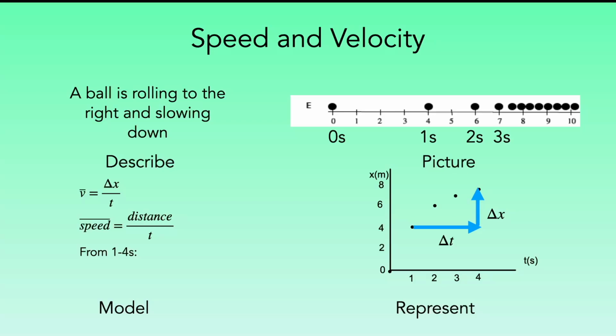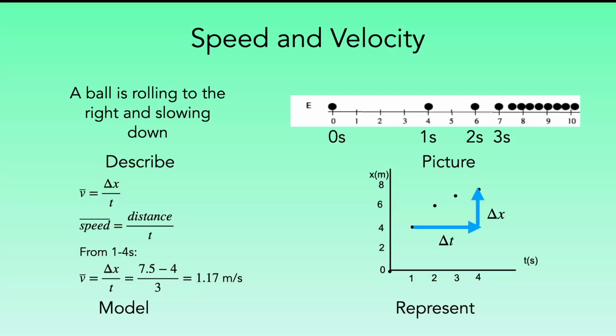So my average velocity is going to be that delta x, about 3.5, divided by the delta t, and again, we just use t for that. And that is 3 seconds, 4 seconds minus 1 second. 3 seconds have passed and it's moved 3.5 meters. And so the average velocity is 1.17 meters per second.